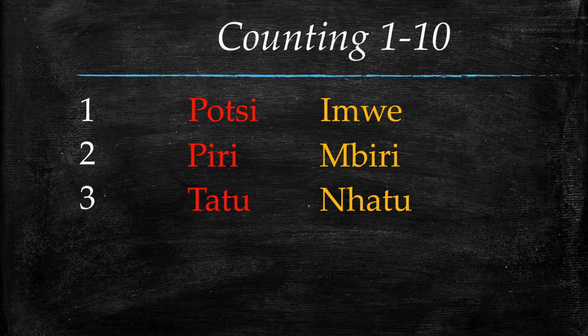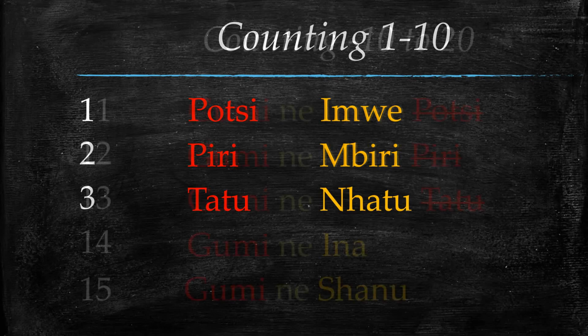The numbers 1 to 3 also have alternative names. So number 1 is called potsi or imwe when you are counting. And number 2 is piri or mbiri. Number 3 is tatu or natu. These names of numbers here are used when you are counting any number above 10. Imwe, mbiri, natu. Okay, let's go to numbers above 10.